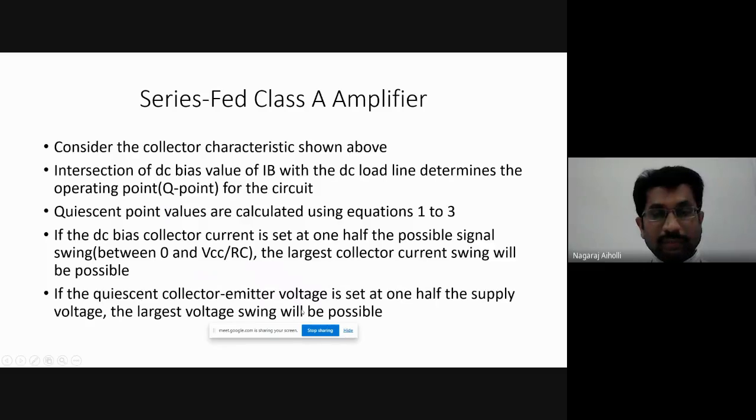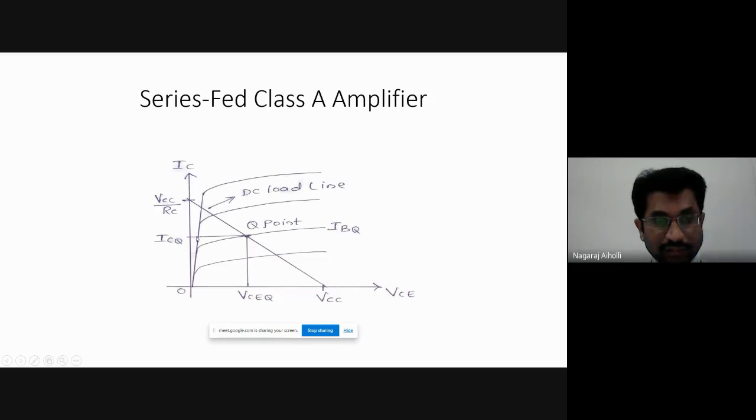If the quiescent collector to emitter voltage is set at half the possible supply voltage, the largest voltage swing will be possible. That is, if the transistor is operated in between 0 to VCC by RC, then the collector current will be maximum, ICQ will be maximum. And if the transistor is operated between 0 to VCC, then the collector to emitter voltage will be maximum. Because it is operated at the operating point, the values are set in such a way that the output current we get is maximum and the output voltage is also maximum.